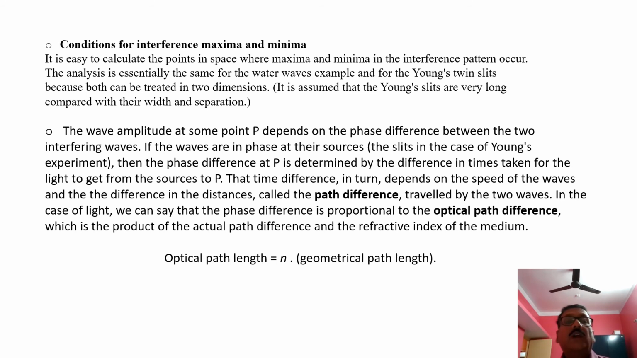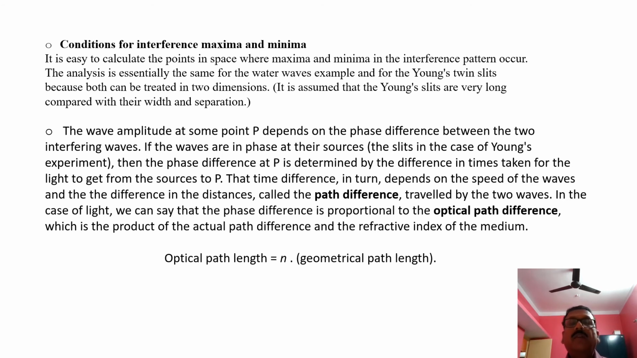It is easy to calculate the points in a space where maxima and minima in the interference pattern occur. The analysis is essentially the same for the water waves example and for Young's twin slits because both can be treated in two dimensions. The wave amplitude at some point P depends on the phase difference between the two interfering waves.